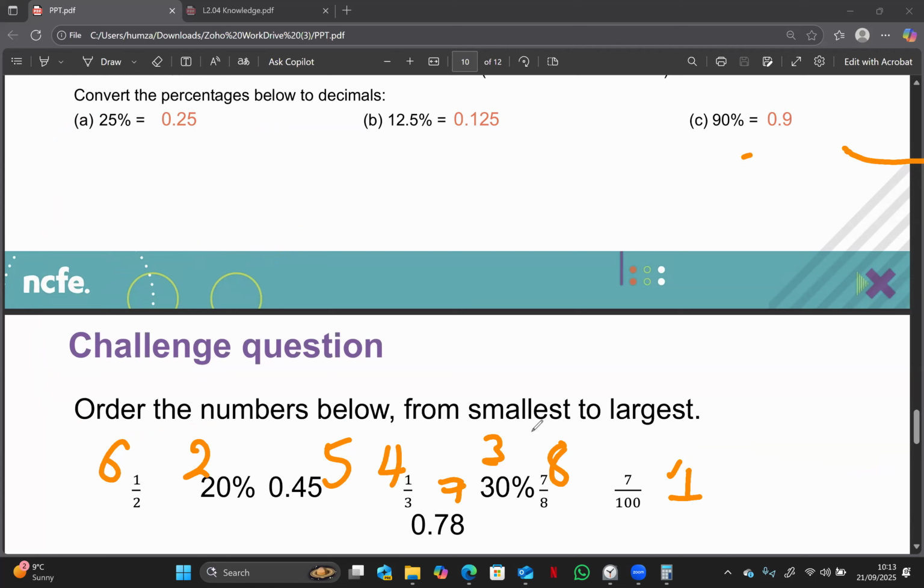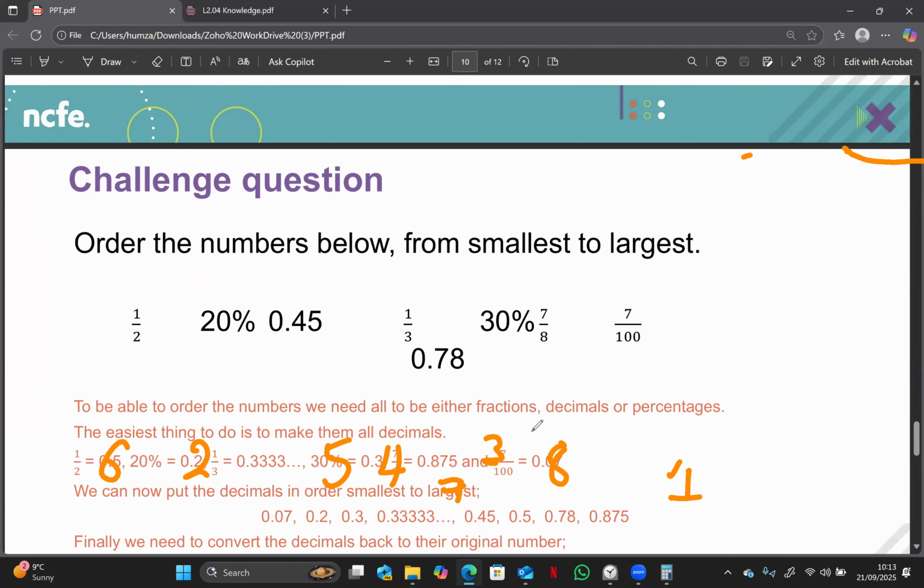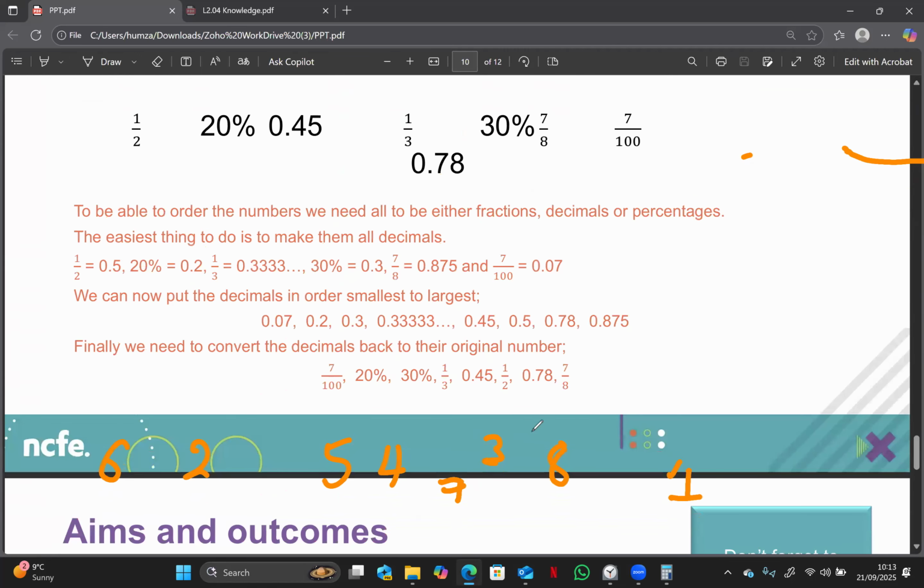So if we scroll down quickly, we will see the order is what we said: 7 out of 100, 20%, 30%, 1/3, 0.45, 1/2, 0.78, and 7/8. That's what we said, right? Yes. That's exactly what we said. Do you get that? Or a little bit?